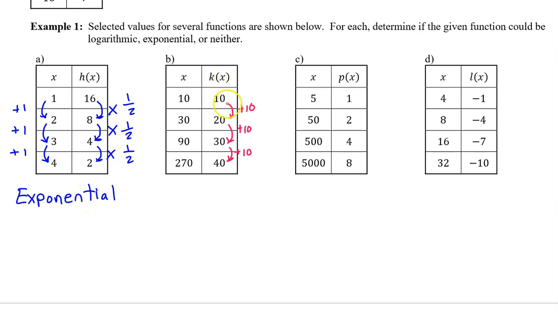For k of x, we notice that the output values are equally spaced, so there's a chance that this will be logarithmic. Now we look for a common ratio between the input values by dividing each input value by the previous input value. So we see that the first ratio is 3. And then again, 90 divided by 30 is also 3. 270 divided by 90, again 3. When the input values change proportionally for equally spaced output values, the function is logarithmic.